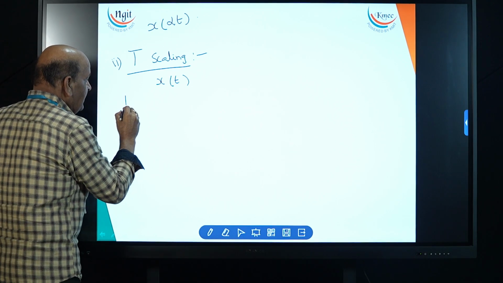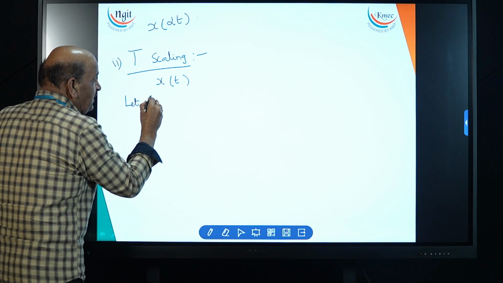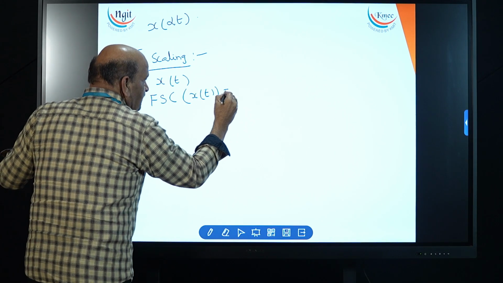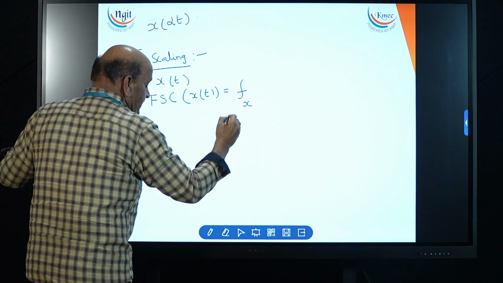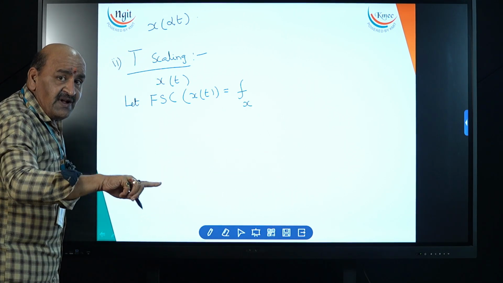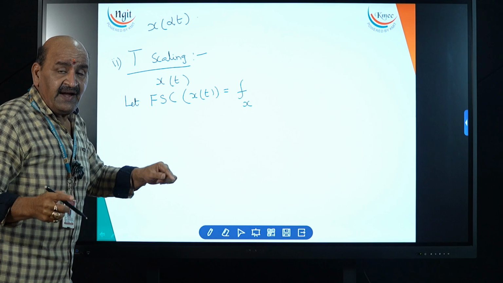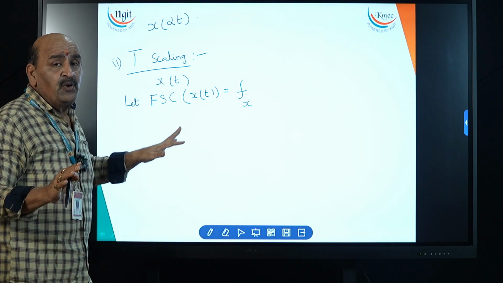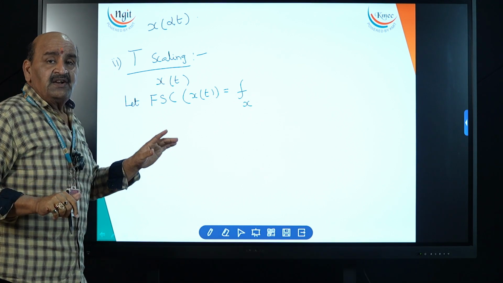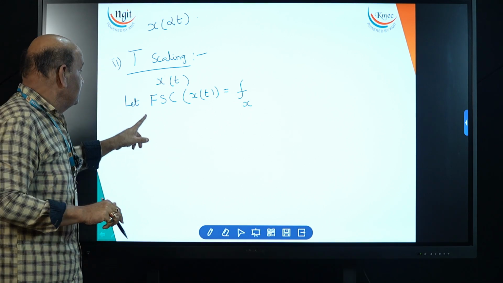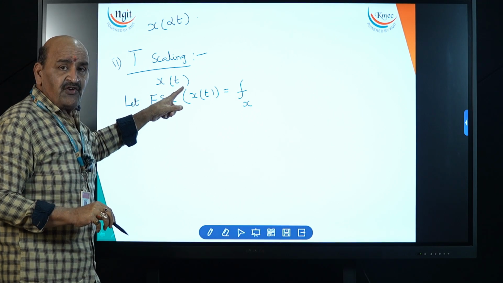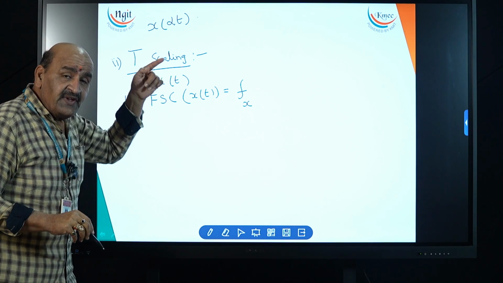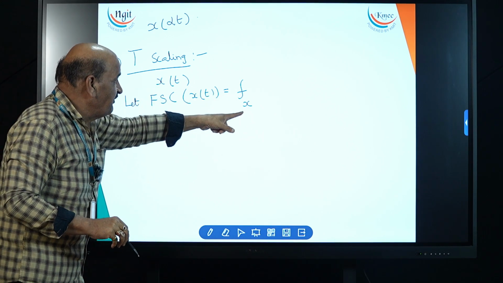Now just look at here. Let the Fourier series coefficient of a signal x of t equal to f of x. In the previous case, two signals x1, x2. So individually we defined f of x1 and f of x2. Here for scaling, no need to take two signals. It is enough to take only one signal. That's why I have chosen x of t as the signal. Now let the Fourier series coefficient of that single signal x of t be f of x.